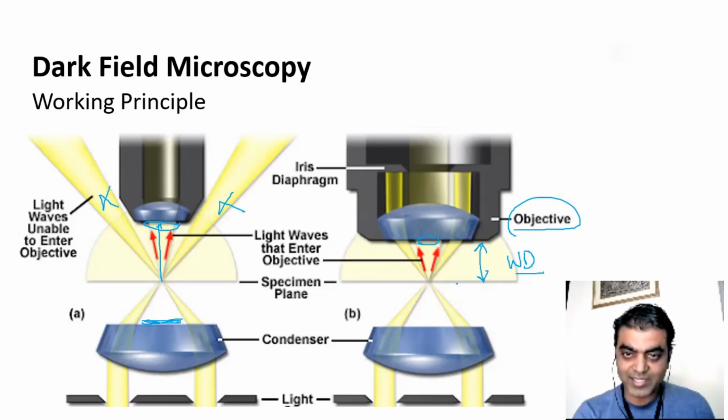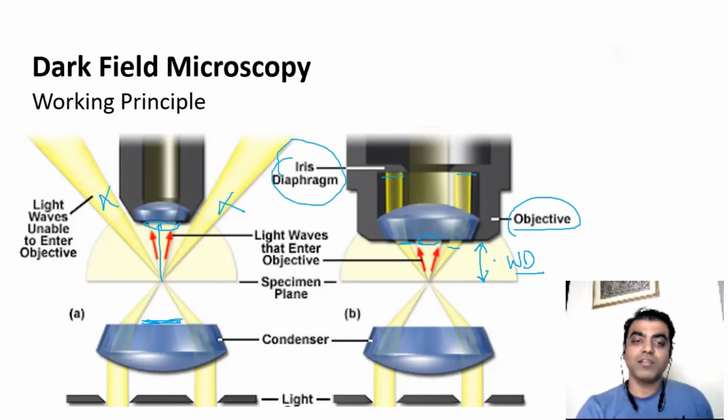Also, because the working distance is less, you are also collecting rays of light from the background, but this light should not be allowed to form an image, and that is why there is an iris diaphragm, and this iris diaphragm blocks the light coming from the background. So that is the mechanism by which you block the background light and only allow the image to be formed from the light that is actually deviated by the sample after passing through it.